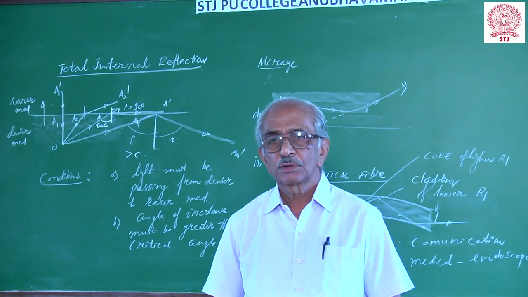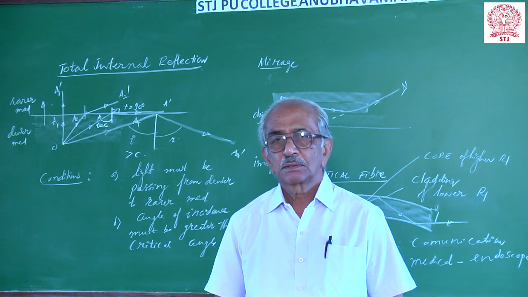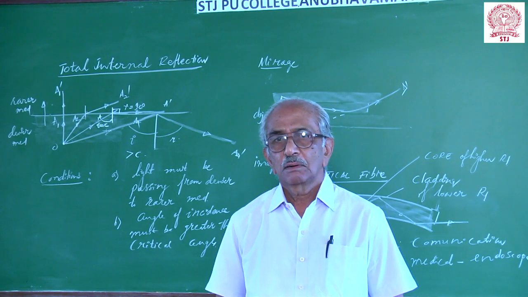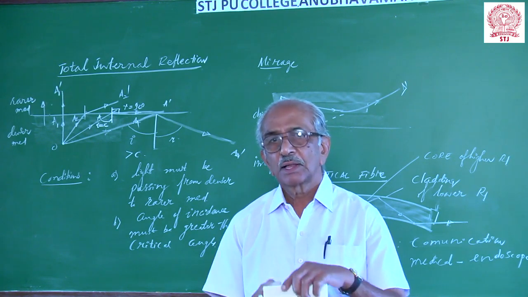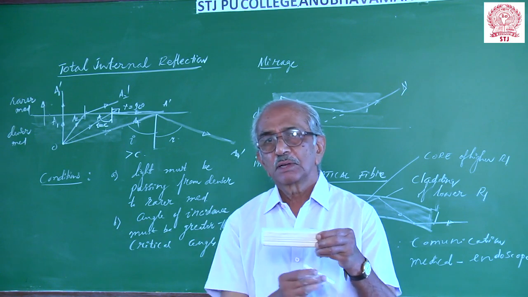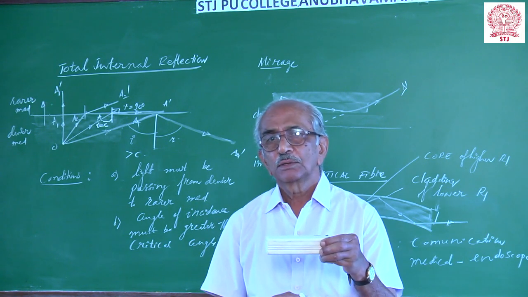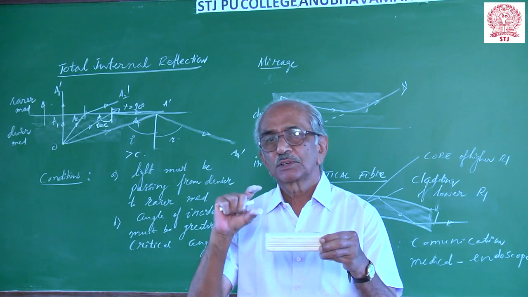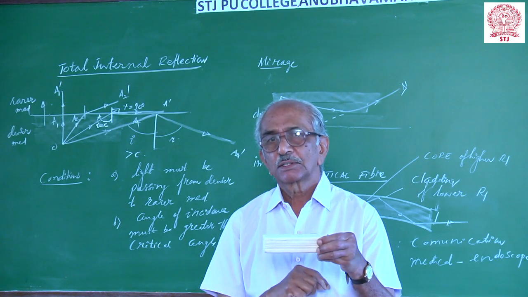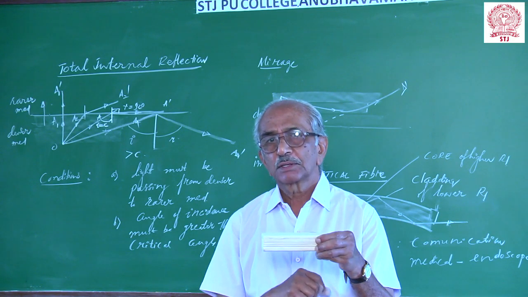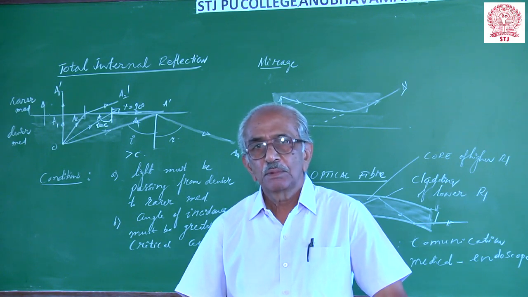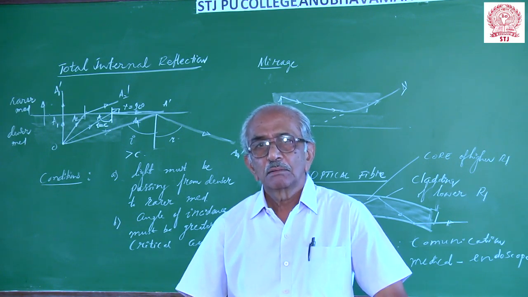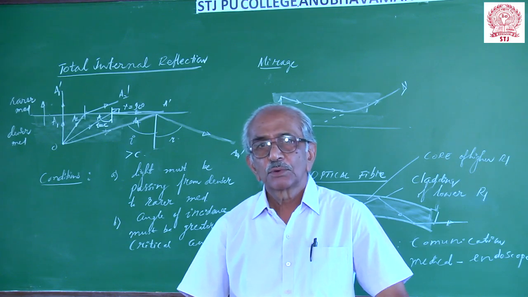Hello, hello students. Kindly recollect what we have considered yesterday. We have seen when light passes through a parallel sided glass slab like this, the emergent ray is found to be parallel to the incident ray. The perpendicular distance between the two is called lateral shift. We have derived the expression for the lateral shift, and we have seen that the lateral shift depends on the thickness of the slab, the material, that is the refractive index of the material, and of course the angle of incidence.